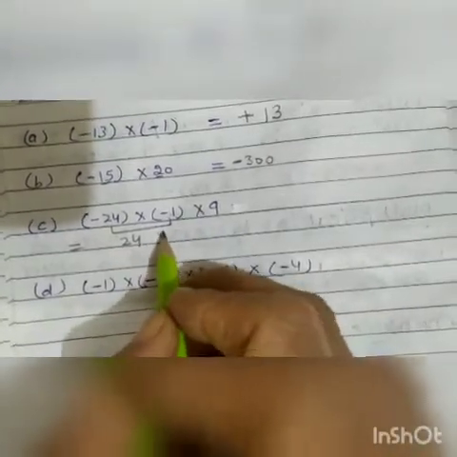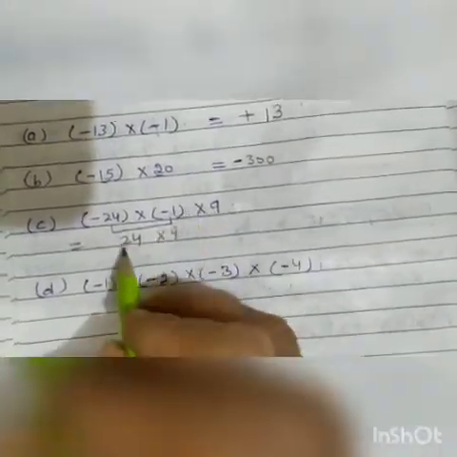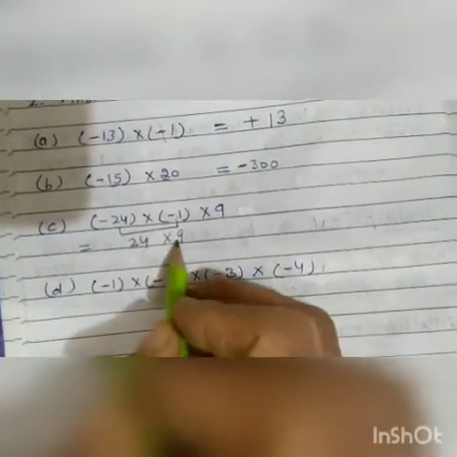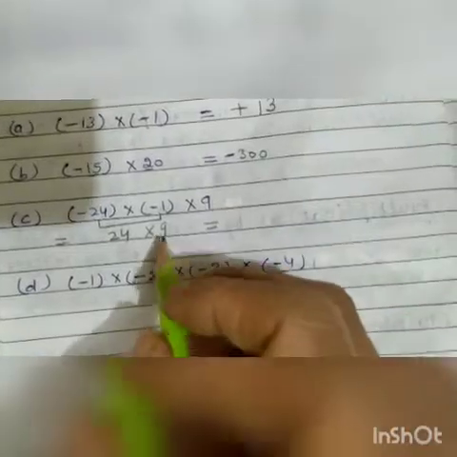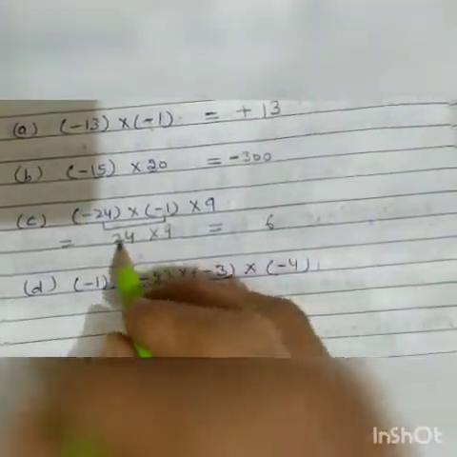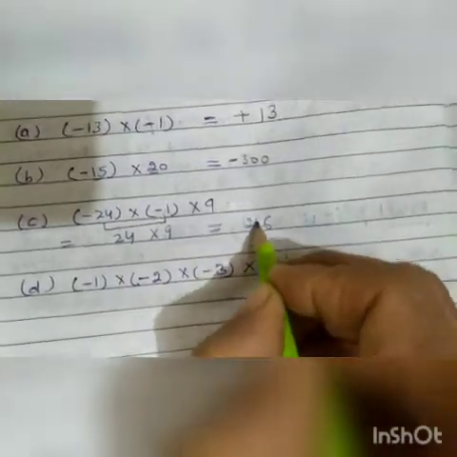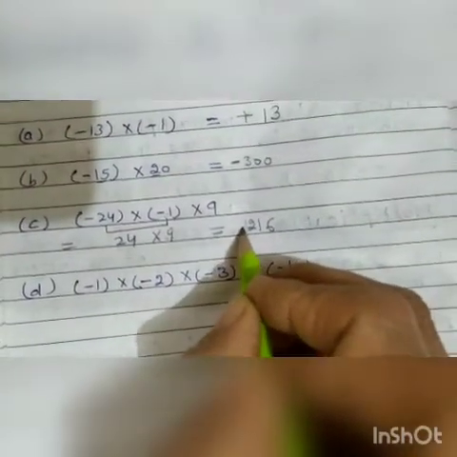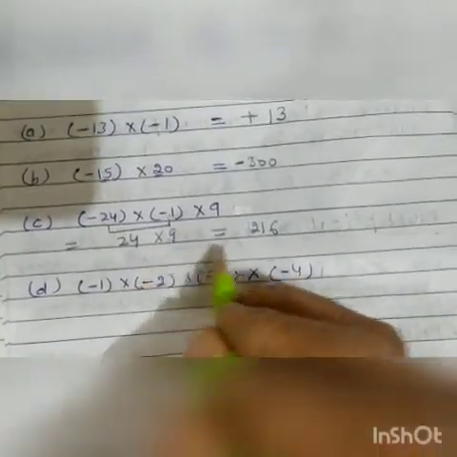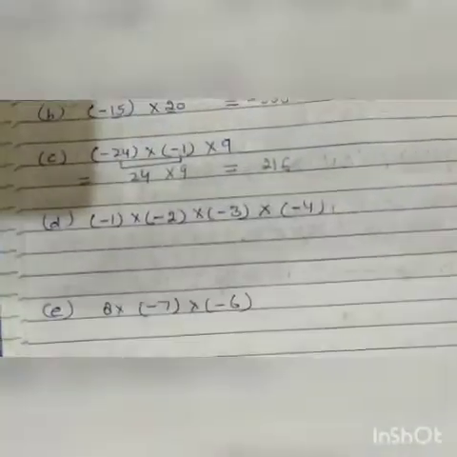Then multiply by 9. Now these two are positive integers. This is also positive, this is also positive. First we will multiply 9 fours are 36. Carry 3. 9 twos are 18. 18 and 3 is 21. And their product will be positive, because we know when we multiply two positive integers, the product will be positive according to the first rule.